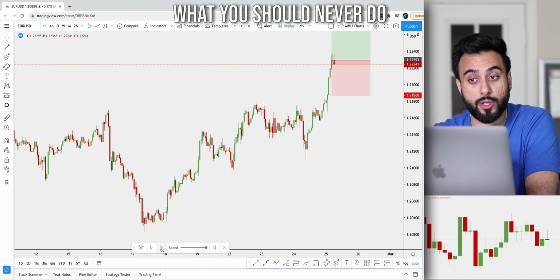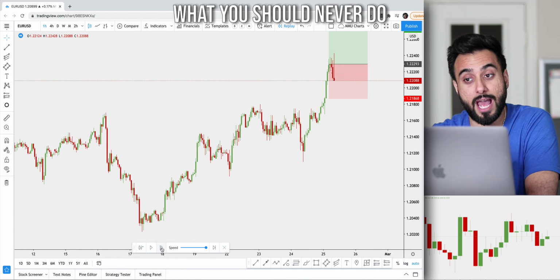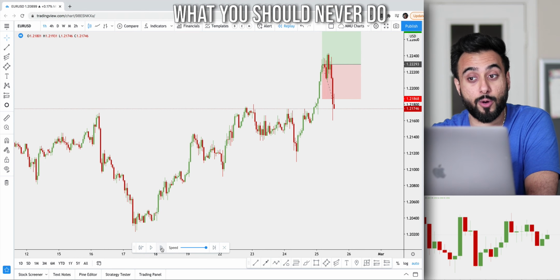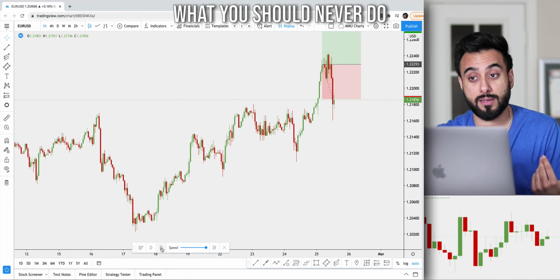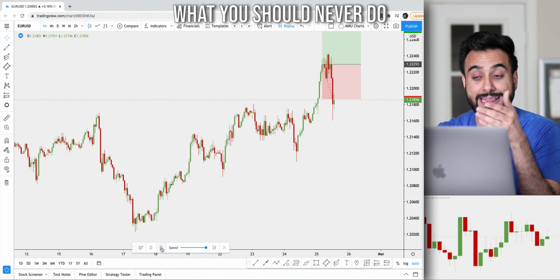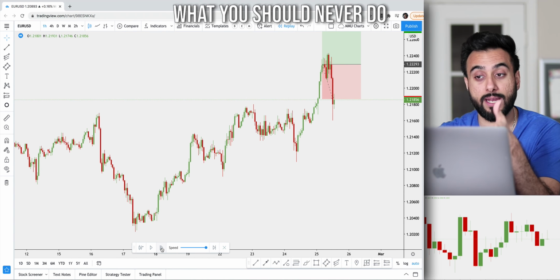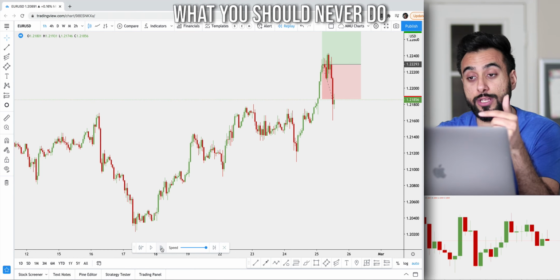And that's not what you should be doing. As you can see, what usually happens to most people is the price completely goes against them and it hits their stop loss. This is what most people end up doing, and this is the wrong way to trade by looking at the candles. I'm going to show you how to do this the correct way.